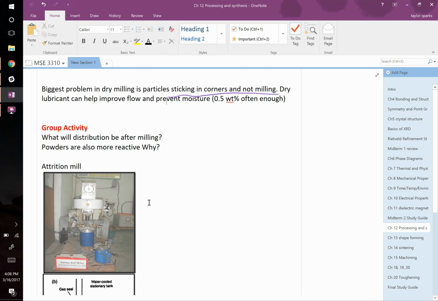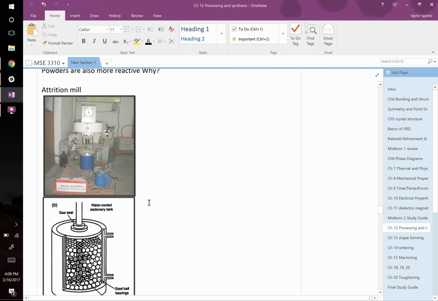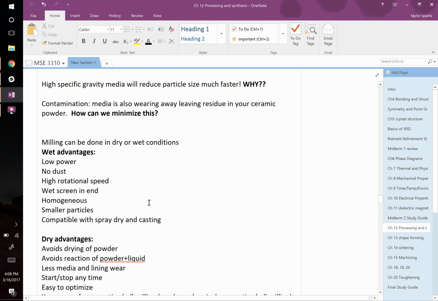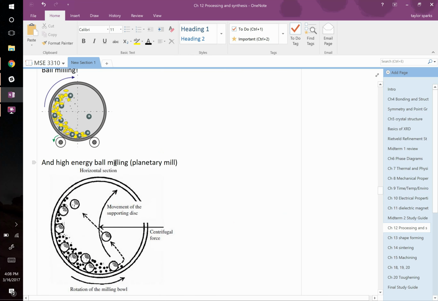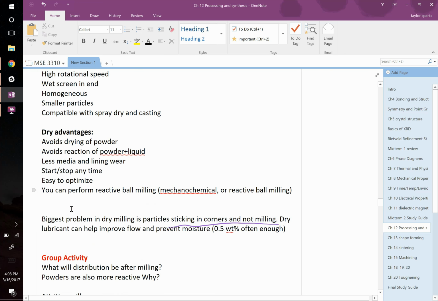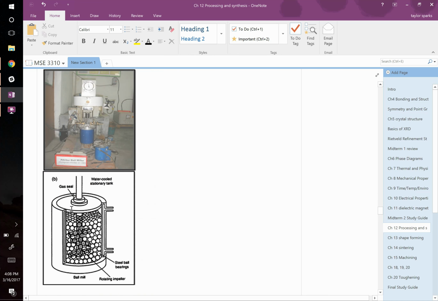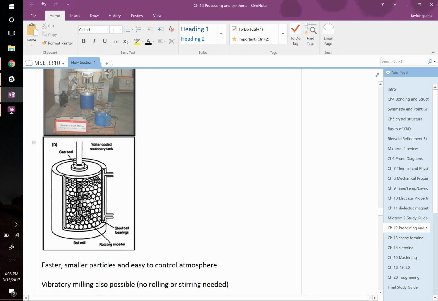Okay, another possibility is to do attrition milling. If you remember before, our planetary and our roll mill relied on gravity to basically sling the media towards the other end, where it's going to collide with the particle and break it up. Well, attrition milling goes a little bit further. In an attrition mill, you have a container, something about the size of a paint can. You can see it in this picture here. It's totally filled with media, and your material would be soaked in here as well, right?